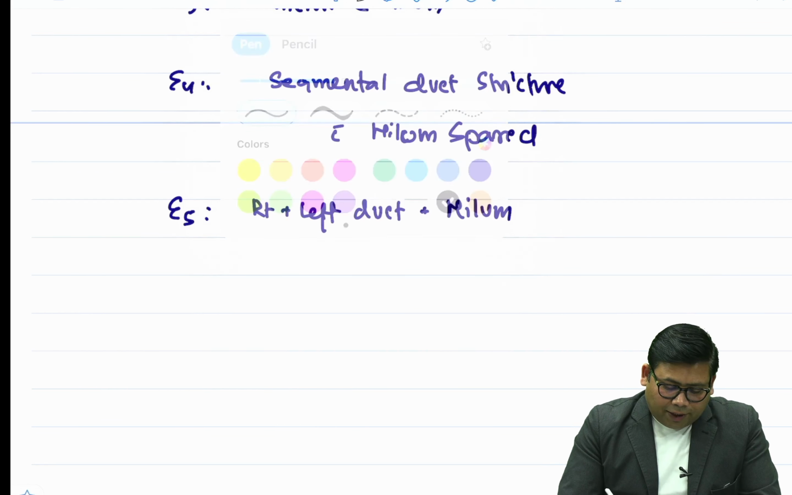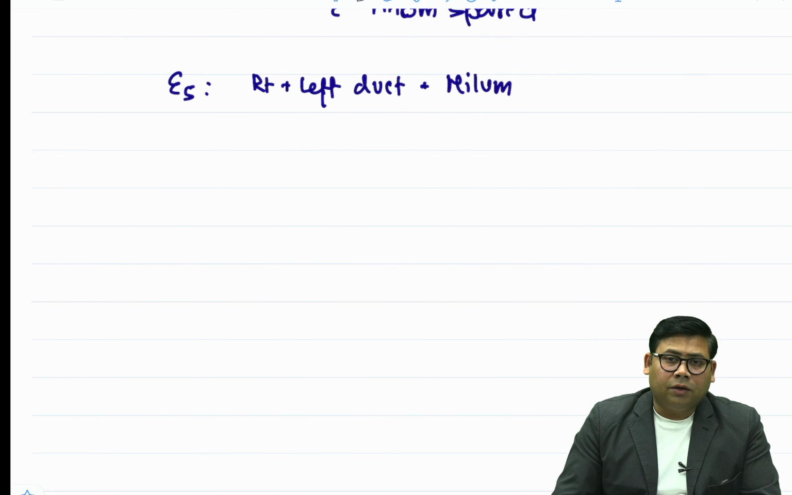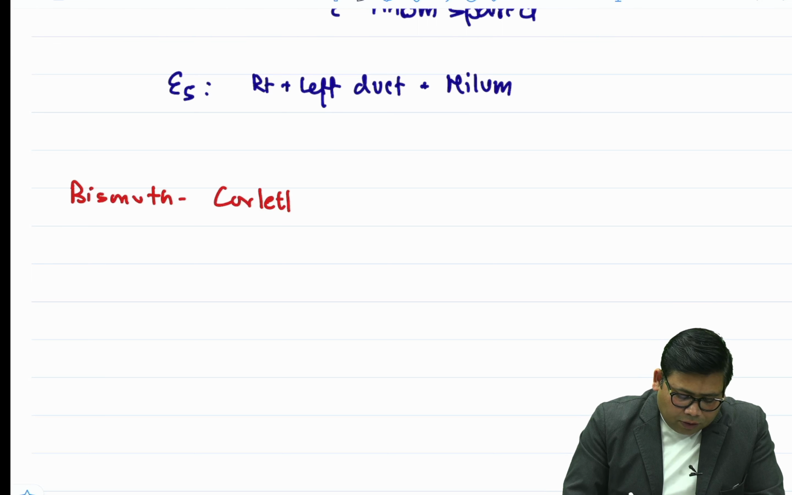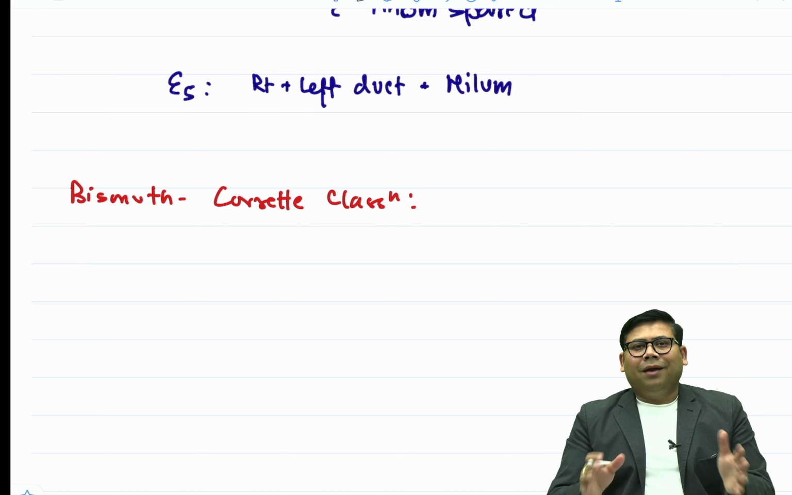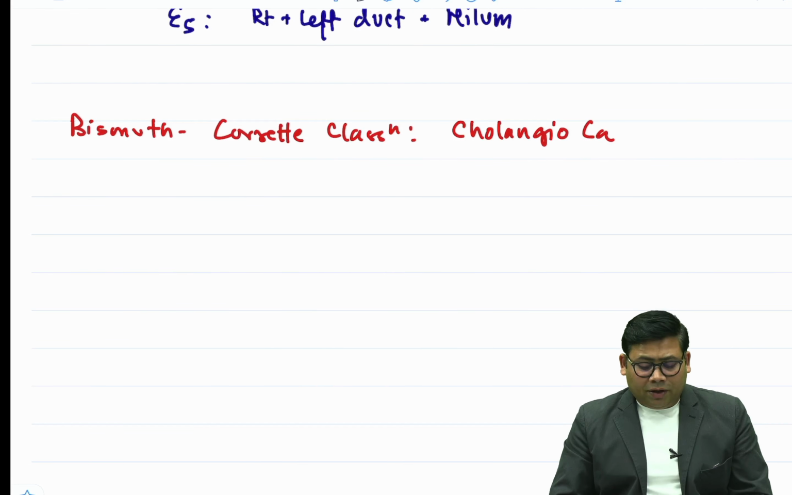Then I would just write the name of one classification which we know as the Bismuth-Corlette classification. This is for hilar or perihilar cholangioCA. This is again a very simple thing.